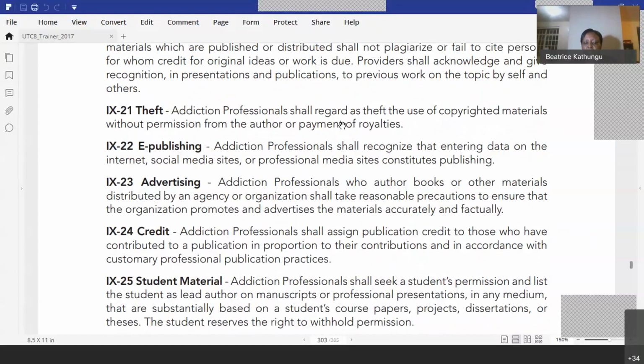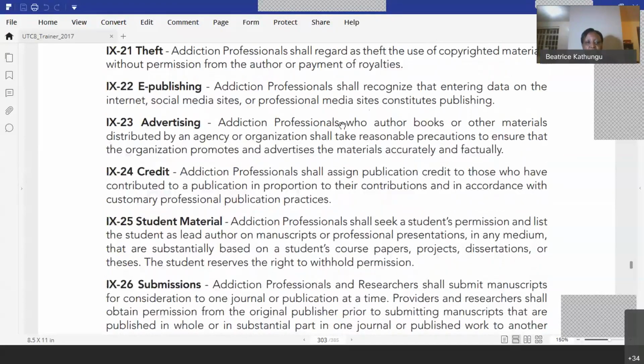And it basically is telling us to recognize that even when we enter material on the internet and social media sites or professional media sites, it should be considered a form of publishing. So sometimes we put material in the website. Sometimes you do a YouTube video and circulate it. Then someone else picks it and uses it and does not acknowledge you. We're being told that that kind of situation is a form of publishing, because publishing really is about publication. Publication is about putting it to the public. So the moment we use social media sites, we have actually published information.